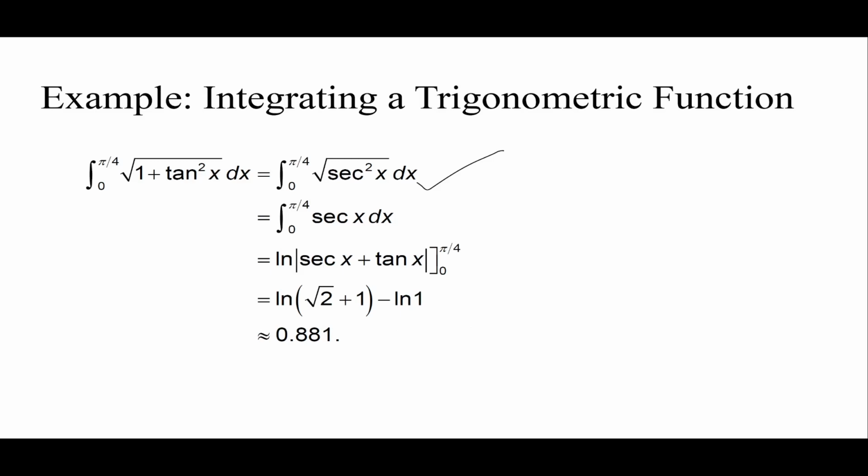And by using the fundamental theorem, first of all, replace x by pi over 4. That gives us ln (square root of 2 plus 1) by using the values for secant pi over 4 and tangent pi over 4, minus ln (secant 0 plus tan 0), which is 1 plus 0. So ln 1 is 0. So that is our value for the integration. If you use a calculator, then this is what you are going to get approximately.